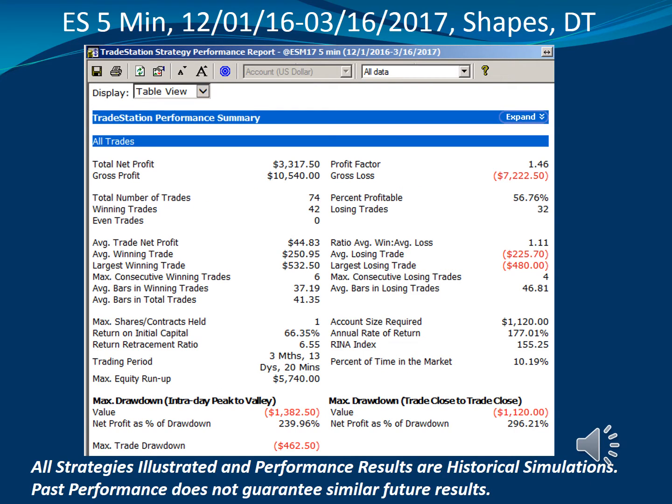The next focus is on shapes. This is on the exact same time period. This one shows the simulation of making $33.17. 56% of the trades are correct. Lots more trades, 74 trades. Average trade size of $44.83. Drawdown's larger, $1,120. RENA is smaller at $155. It's in the market about 10% of the time.